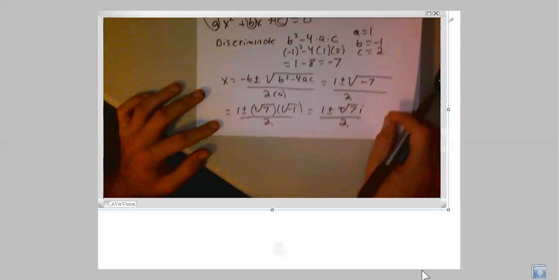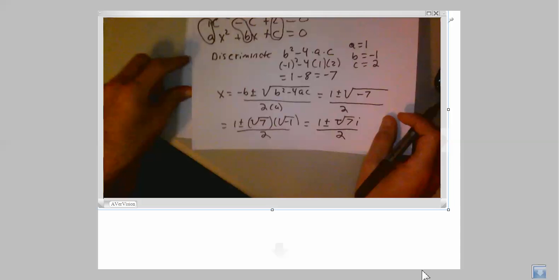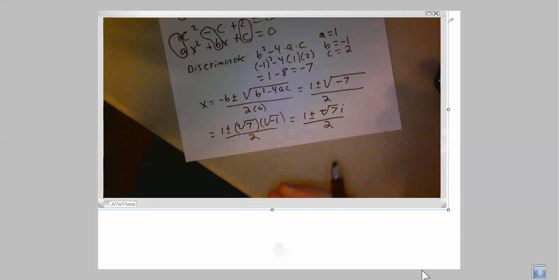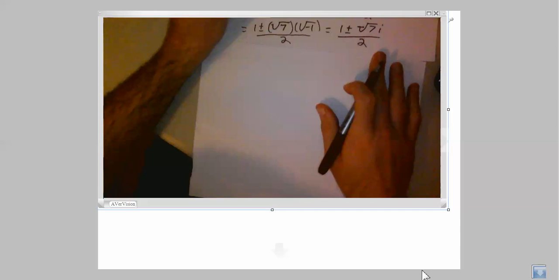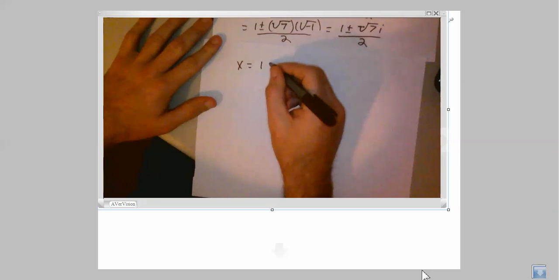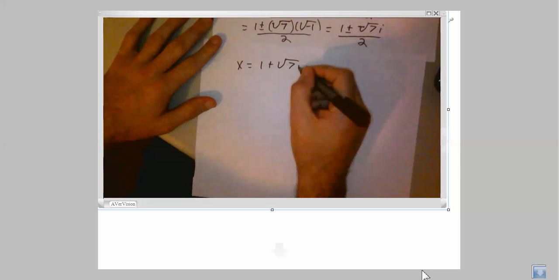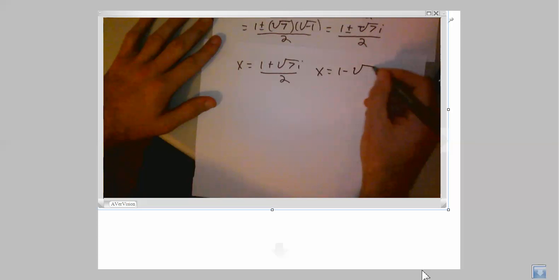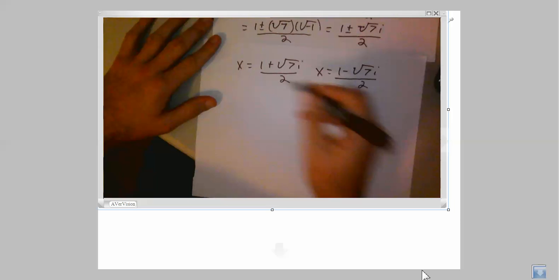And now instead of writing plus or minus, I'm just going to write my answer separately. So what I'm going to do here is write x is equal to 1 plus the square root of 7i all over 2. And I'm going to have x is equal to 1 minus the square root of 7i all over 2. So I have 1 plus and I have 1 minus. And those are my two solutions.